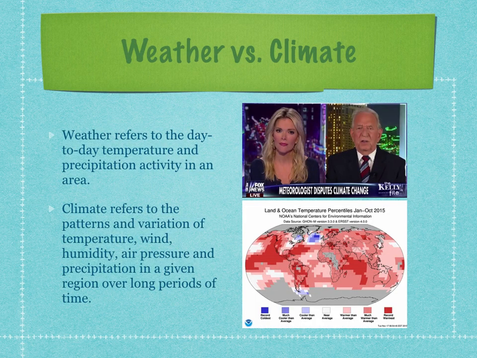And one of the first things I want to talk about is that there's often a lot of confusion about climate. And people get confused with weather versus climate. Weather refers to day to day temperature and precipitation in an area. It's something we watch, and it's concerned with seasonal change, daily variation, and things like that. Whereas climate refers to long term patterns and variations of temperature, wind, humidity, air pressure, and precipitation in a given region. Okay, climate, in this case, we're talking about the climate of the whole Earth.